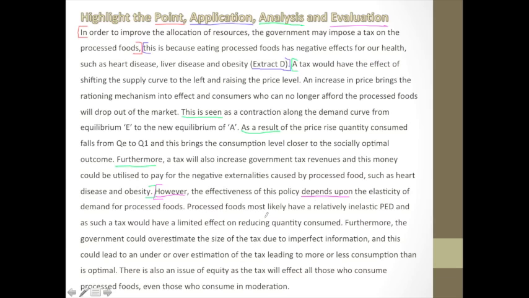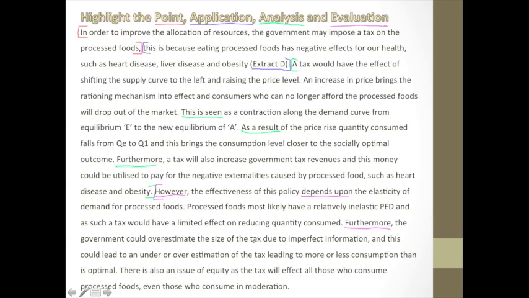Processed foods most likely have a relatively inelastic price elasticity of demand, and as such a tax would have limited effect on reducing the quantity consumed. Furthermore, another evaluative phrase, the government could overestimate the size of the tax due to imperfect information. So we're looking here at government failure.